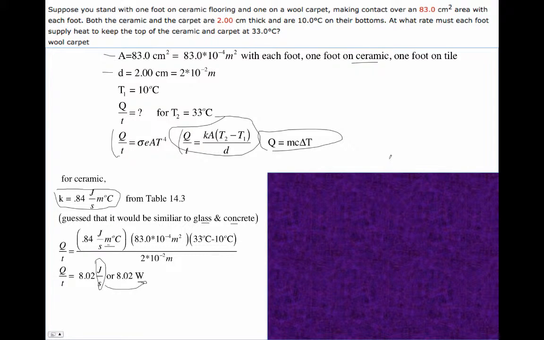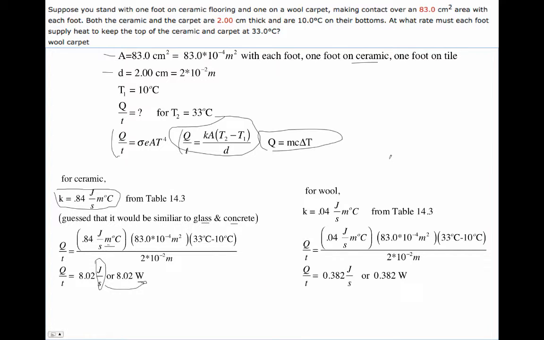All right, wool was on table 14.3. So K for wool is 0.04, which is substantially less than glass or concrete, which gives us a substantially smaller transfer rate of only 0.382 watts, which is why when you stand on a wool rug, your feet don't get cold as fast as when you stand on ceramic, tile, or glass floors.